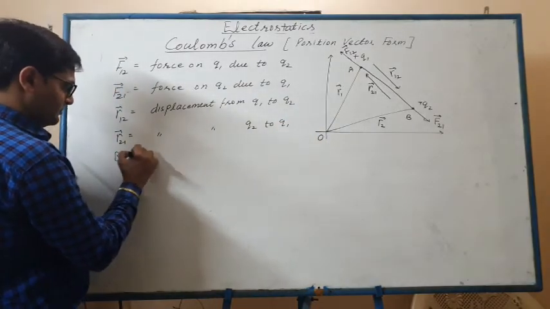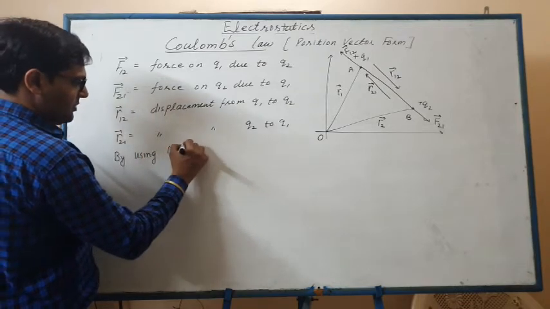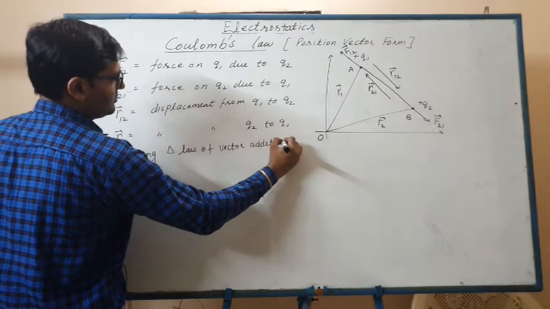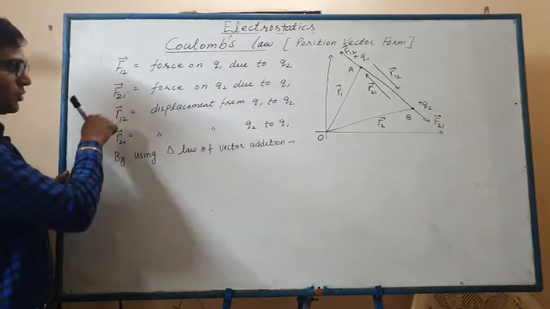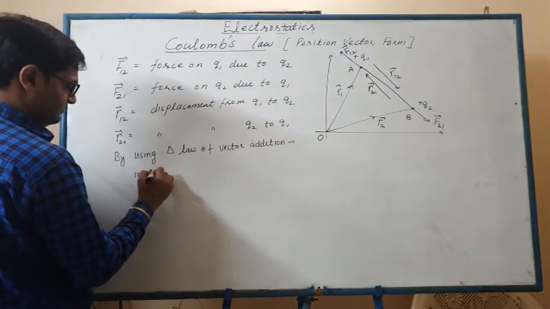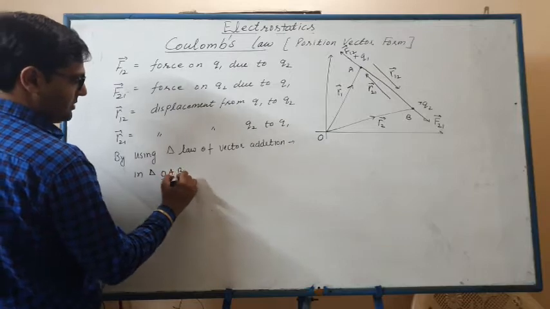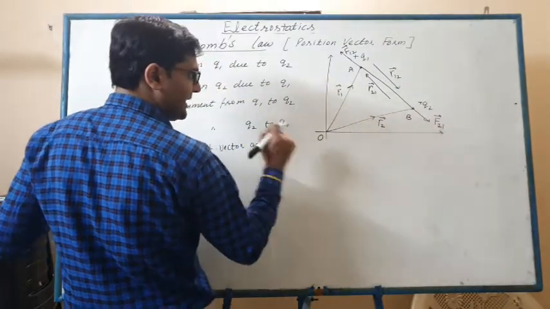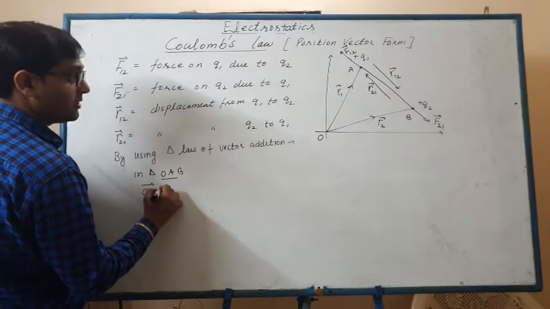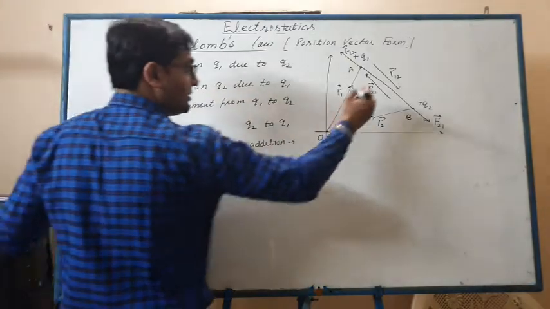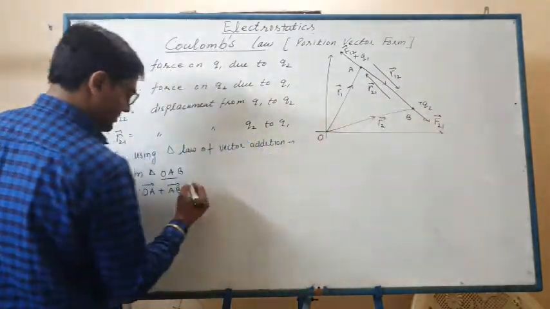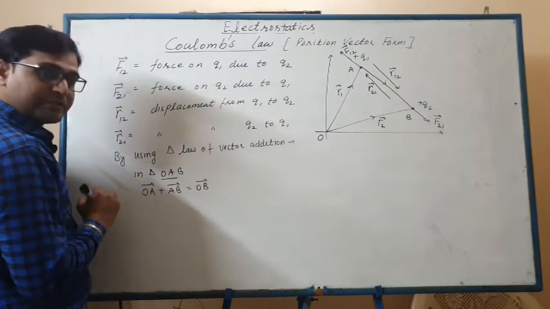By using the triangle law of vector addition, we can calculate the value of R21 or R12. Suppose we are taking triangle OAB in this manner. While calculating in this triangle, vector OA plus vector AB, I am taking this direction for now. So OA plus AB is equal to OB. This is the triangle law of vector addition.